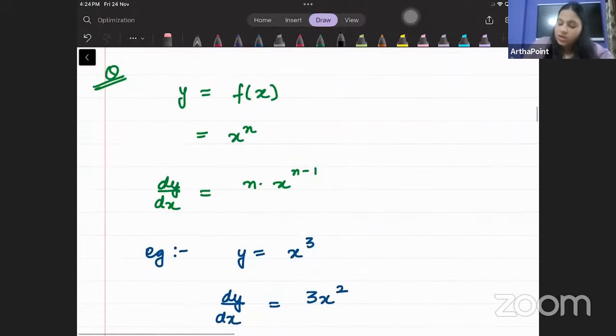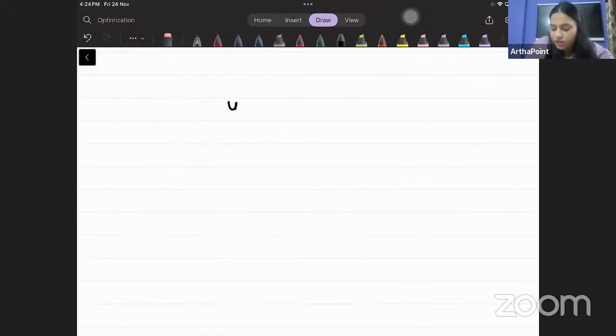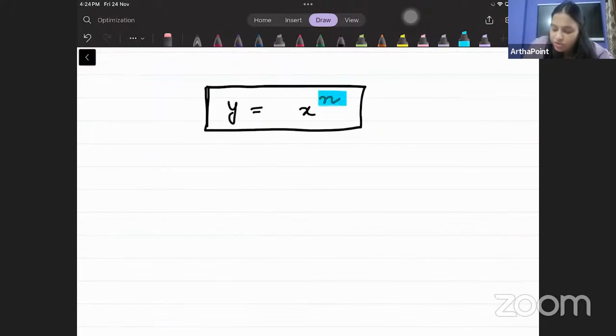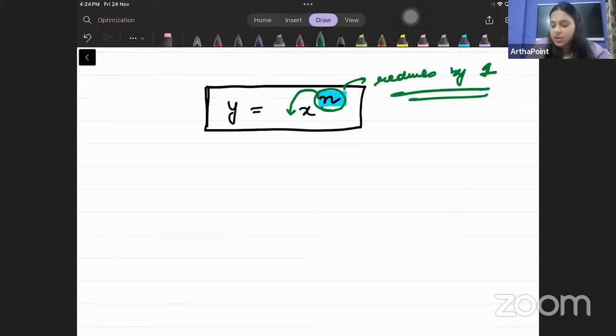Yes beta. Okay, now we talk about a power function. Suppose you are given y is x to the power n. So how can we solve these power functions? Beta, the power comes down when we differentiate, and power reduces by 1. So how can we solve this? Everyone tell me. When I differentiate it, the power will come down and power will reduce by 1.